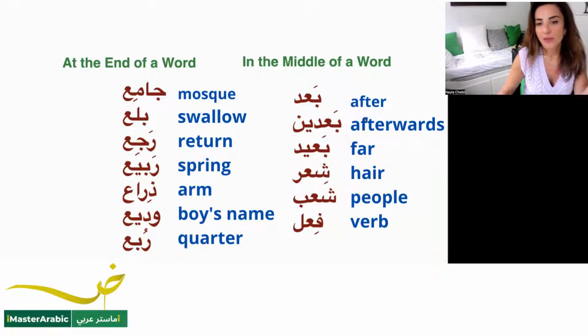Bad means after. بعدين, that's a colloquial word, which means afterwards. I'll do this afterwards. بعمل هذا الشيء بعدين. So, بعدين. It's exactly like bad, but you're adding in at the end. بعدين. Again. بعدين.